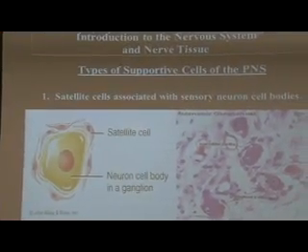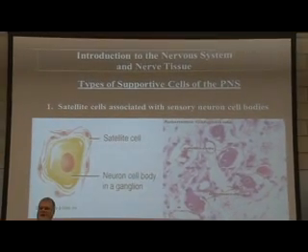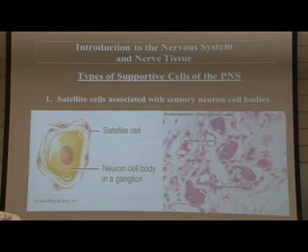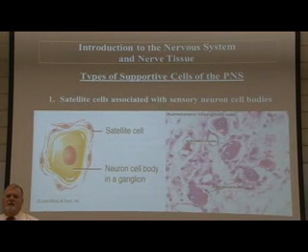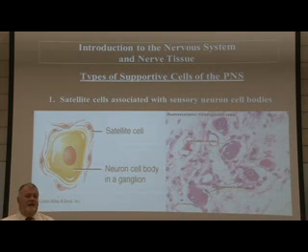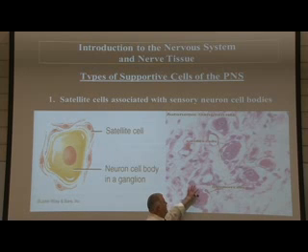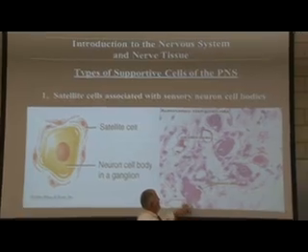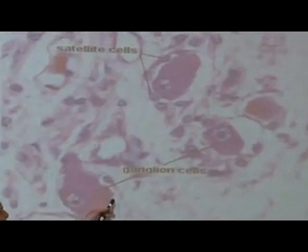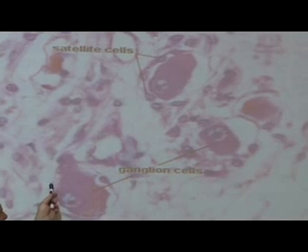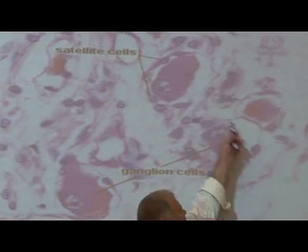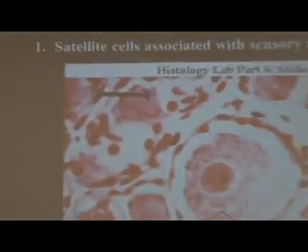So the second supporting cell was a satellite cell, which are uniquely found in ganglia. So again, the definition of a ganglia is a group of neuron cell bodies where specifically? In the PNS. So again, these are cells unique to the PNS. So the characteristics we looked at in the lab where we looked at the dorsal root ganglia and we looked at sensory neuron cell bodies who are surrounded by these satellite cells. And we can see the images of the satellite cells that surround them. So I have a picture of the same.